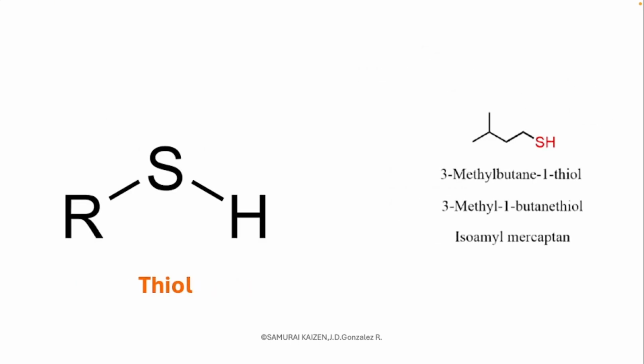And this is another try to guess, how would you read this one? Try to make your guess. Okay, the right answer is thiol. Here an example, 3-methylbutane-1-thiol, or 3-methyl-1-butanethiol, or isoamyl mercaptan. There's also a little nomenclature in regards to mercaptans, where thiols or certain sulfur compounds are related.